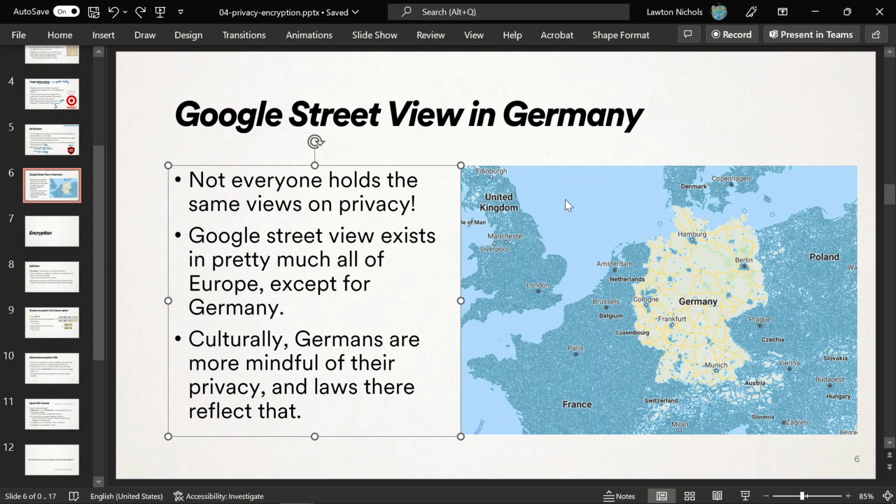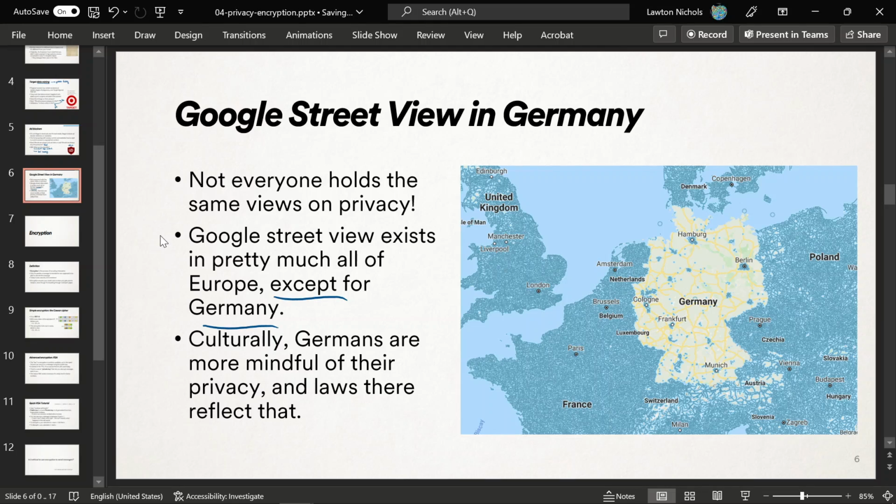This is a screenshot of where there is Street View; it's blue if there is. You can see that there is not a lot of blue in Germany except for major cities where they can get away with driving a car around public roads. But Germans tend to care about their privacy a little bit more than their neighbors, and they have laws that reflect that. You're allowed to take your house off of Google Street View, for example, in Germany. It's very easy. You can click something and do that. And so this is quite different from the rest of the Western world and the US.